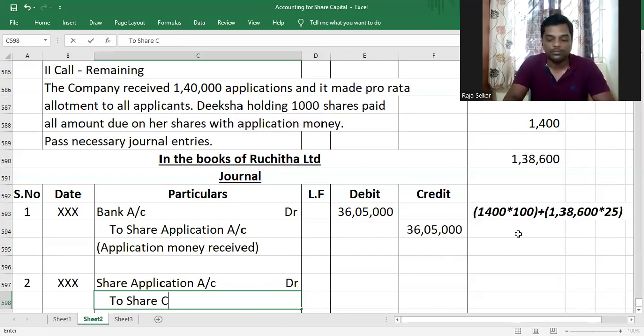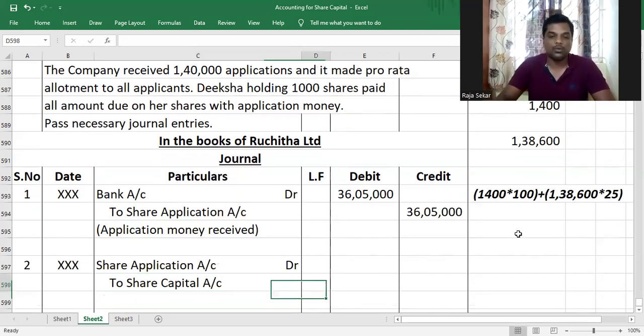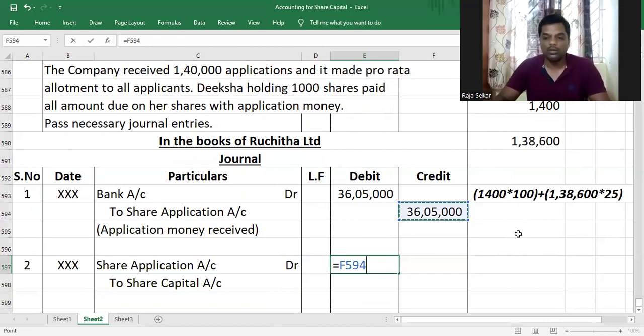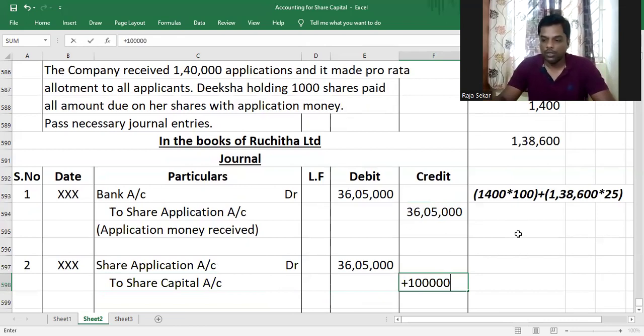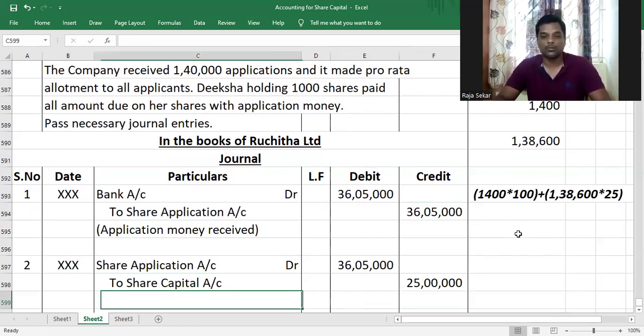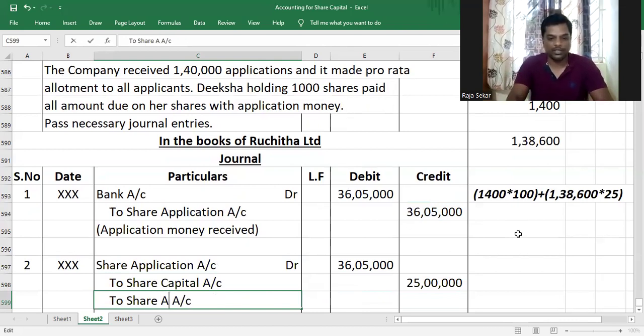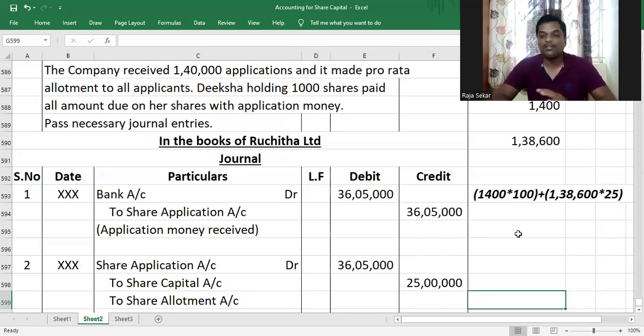So, share application account will be debited with the entire amount due, and share application account, as you all know, will be credited with the amount receivable per share on application multiplied by the total number of shares. Understood or not? And then we credit share allotment account with the excess application money that can be adjusted against allotment. Now here, again, we'll have to do it separately for both Diksha and others. Understood or not, my dear children?